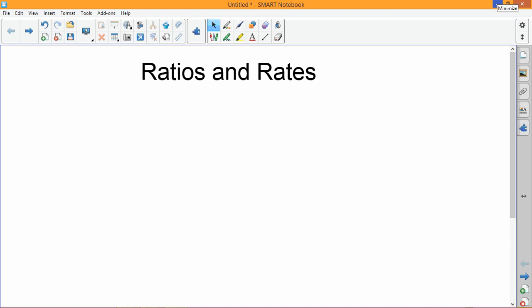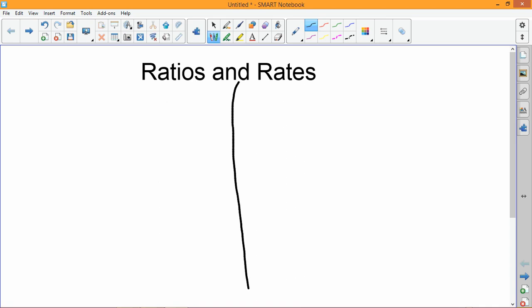In lesson 16, we talk about transitioning from our knowledge of ratios over to what a rate is. A ratio is just a comparison of two numbers. A rate is a comparison of two numbers written in a different way.